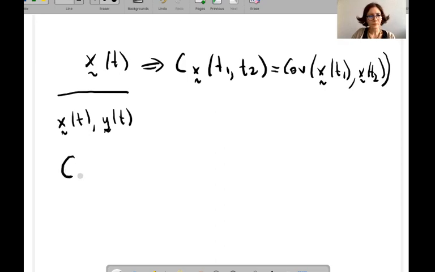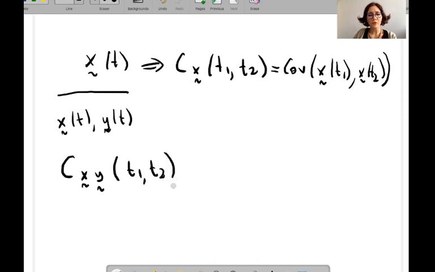What we call the cross-covariance function again has the following notation. You had a single random process x in here, and now we have two of them, so we have Cxy. And again, we look at these two random processes at two different time instants, t1 and t2.